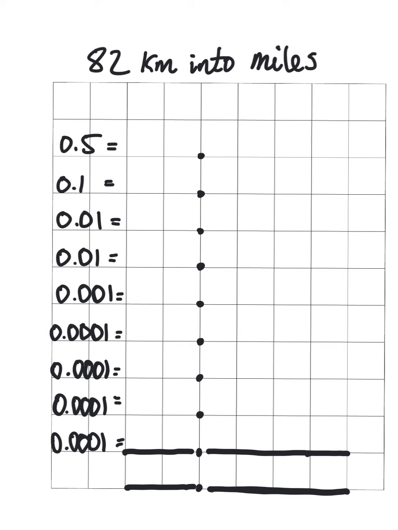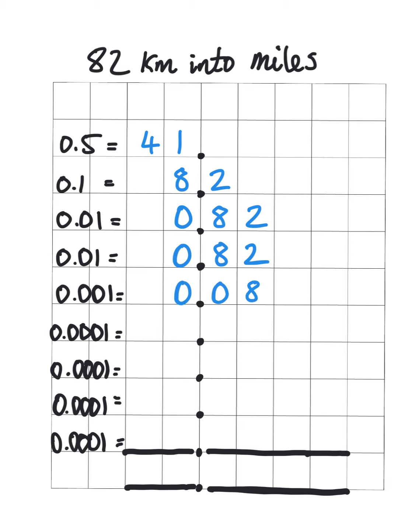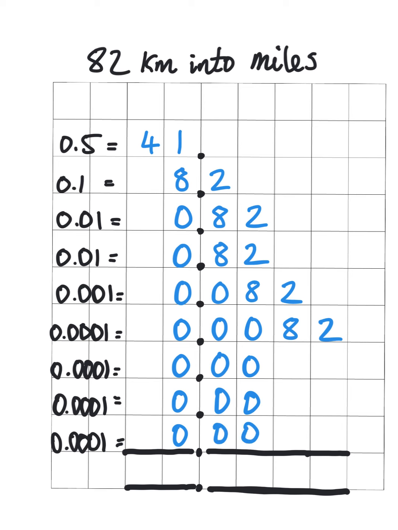So 82, half of 82 is 41. 82 divided by 10 is 8.2. Divided by 100 is 0.82. Divided by 1,000, everything's going to move over 1. So it's going to be that. 10,000, everything's going to move over again. So it's going to be that. And that's going to repeat for the next few lines. So I can just fill that in all the way down. And then we add them up.